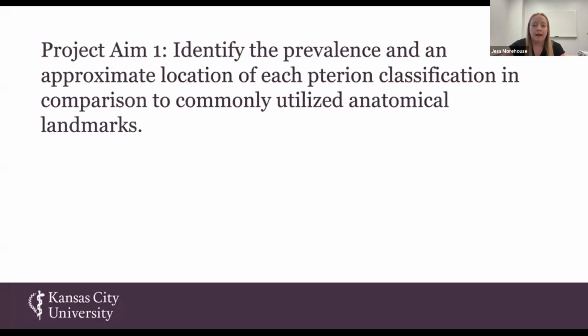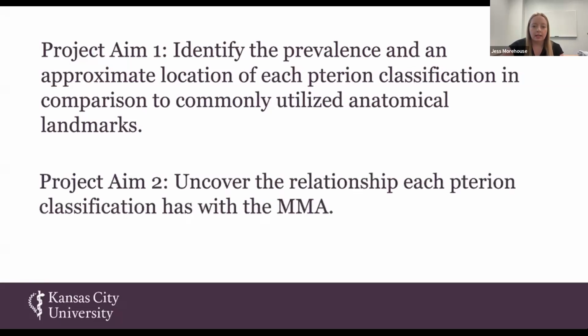Due to the seemingly vast amount of variation in pterion morphology and the importance of locating and utilizing the structure during numerous neurosurgical procedures, this project aimed to identify the prevalence of each pterion classification, while determining an approximate location of each in comparison to commonly utilized anatomic landmarks. Secondarily, this project aimed to uncover the relationship between each classification and the middle meningeal artery.